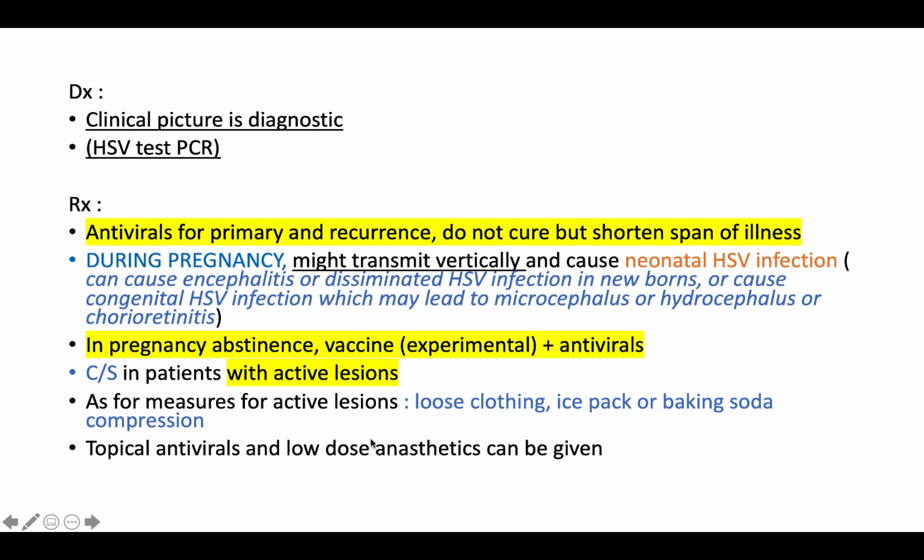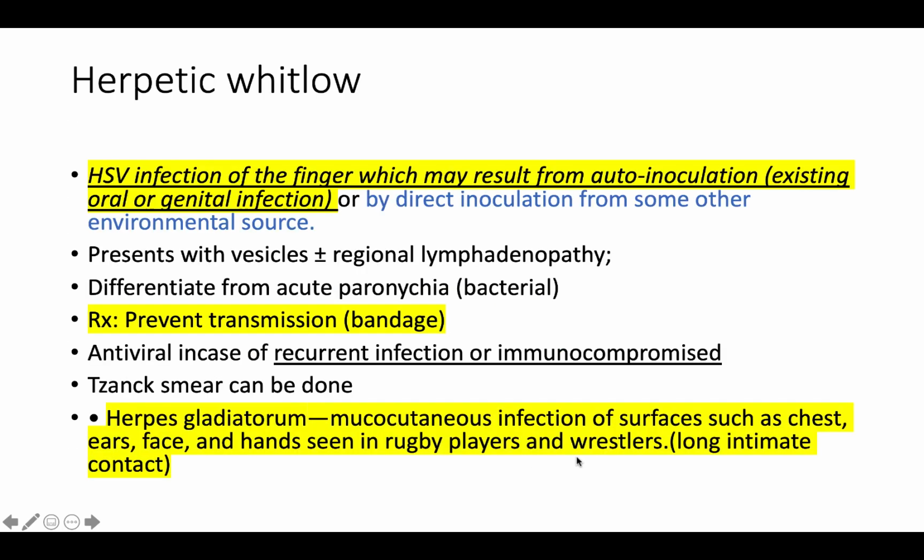Now as for measures for active lesions: loose clothing. If someone has active lesions, I tell them not to wear tight clothes. Ice packs, baking soda, oatmeal baths, many things people use to reduce the pain. Topical antivirals and low-dose anesthetics can also be given to these patients. The rest we already covered.